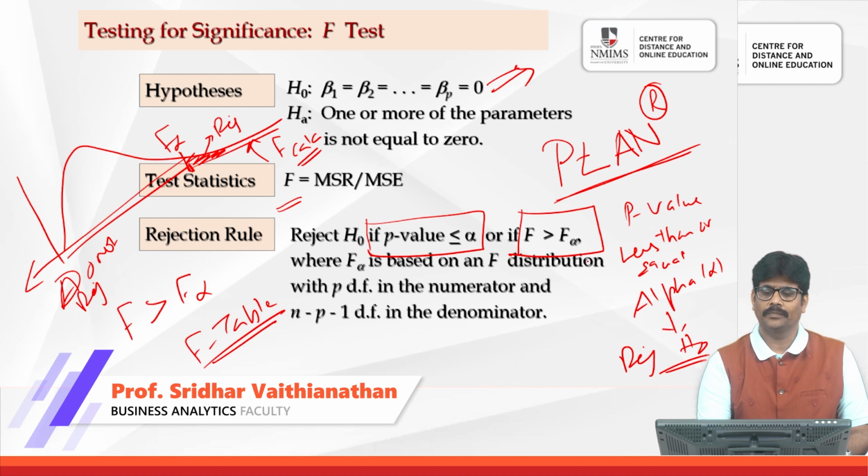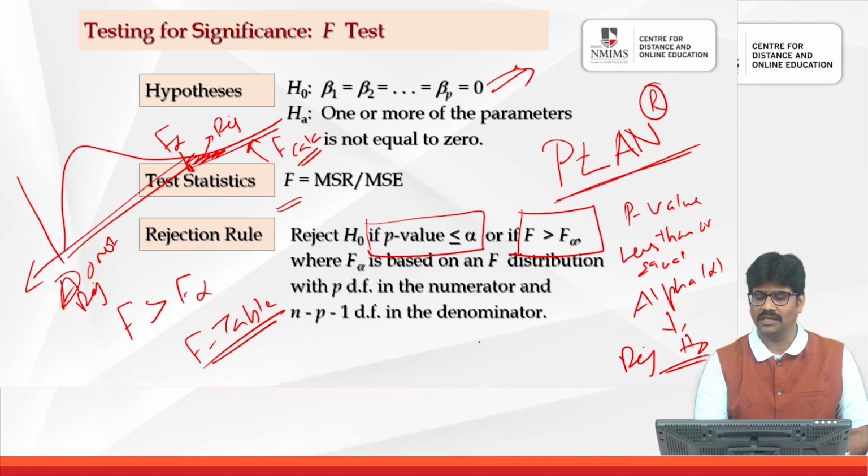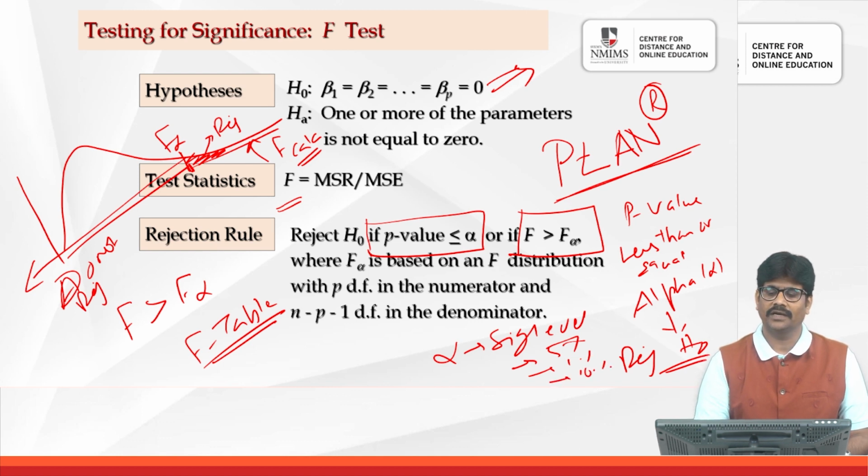So, in the critical value approach we compare the F calculated value with the F alpha value. As you know, alpha is your significance level, and usually we take the significance level to be 5%, 1%, or 10%. If the F calculated value is greater than F alpha, it falls in the rejection region and hence the null hypothesis will be rejected.